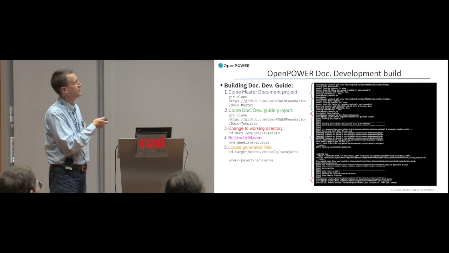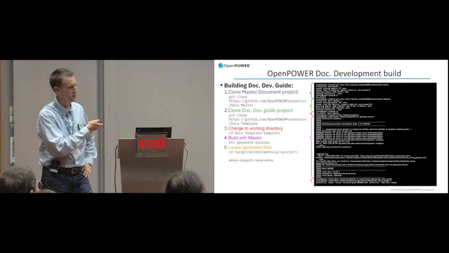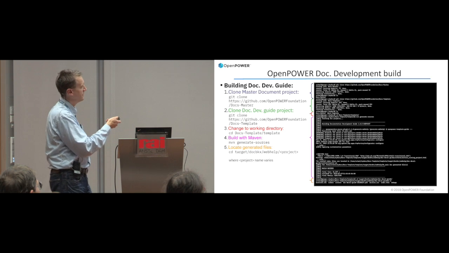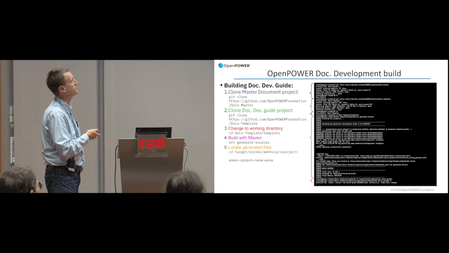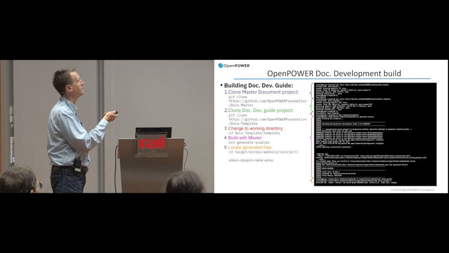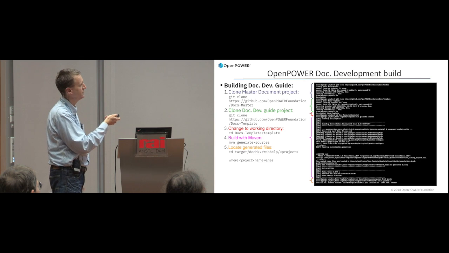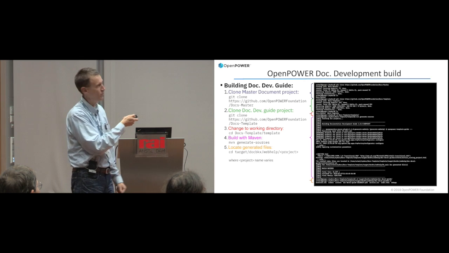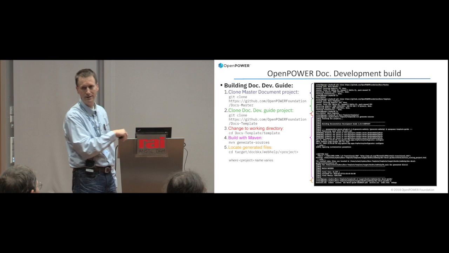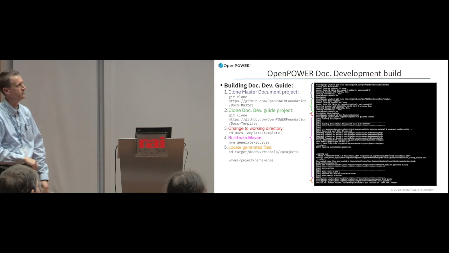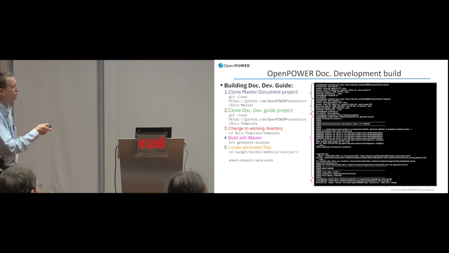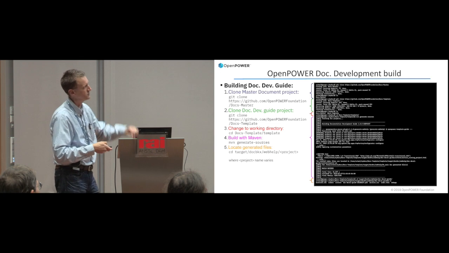And then the interesting question becomes, where do I go to get information? Maven builds everything in this environment into a target directory, always in the docbook/web help, independent of which project. Then however your project has been named in all the configuration files, you will go into that file, and I'll show you what that looks like.